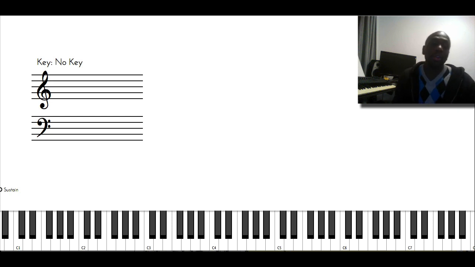So the next tip that I have is to have manageable yet challenging goals. Now, this tip ties in with the last one that I mentioned, keeping a practice journal. So you want to have goals that are manageable, but you want to make sure that they're challenging too.